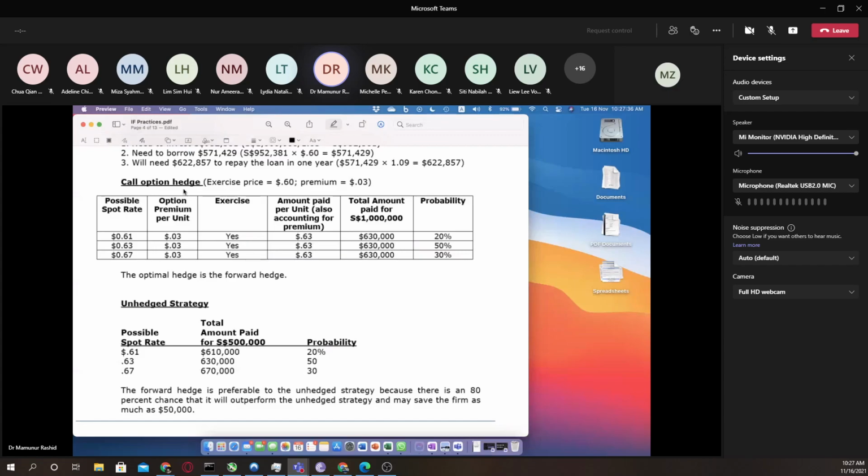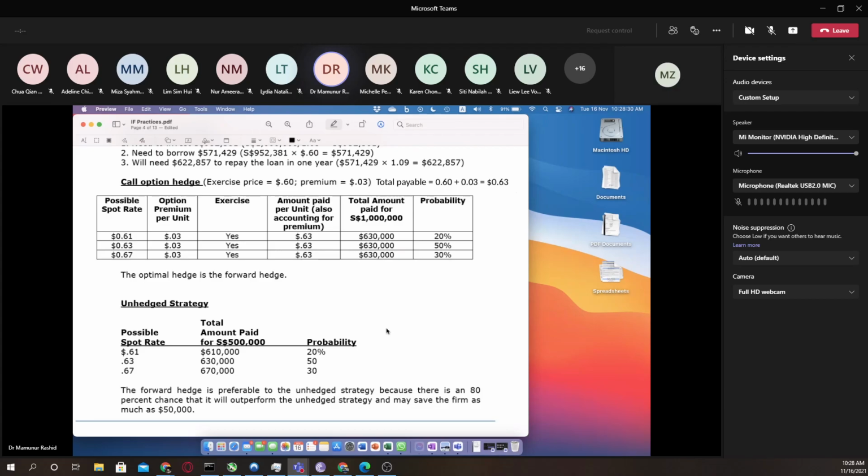The exercise price is 0.60 and the premium is 0.03. In this case, you need to add both because both are payments. 0.60 is the payment, 0.03 is the payment. So together is 0.63. Let me write it for you so that we can refer to this. So the total payable would be 0.60 plus 0.03, right? So it should be $0.63. So this is the total payment for the payable contract. So you can actually compare when you're making the decision. You can compare this here.